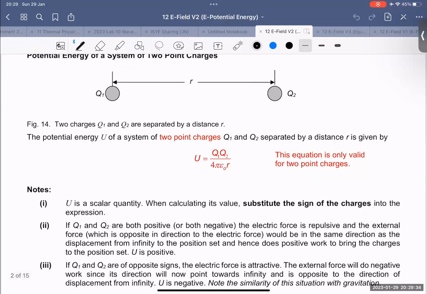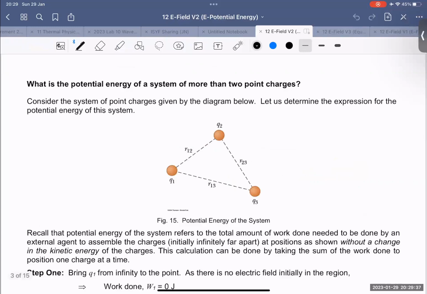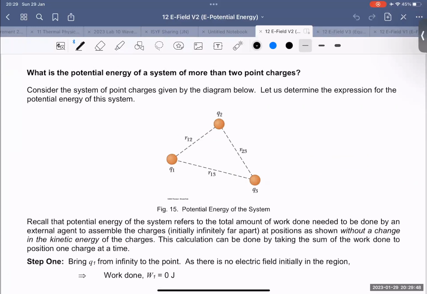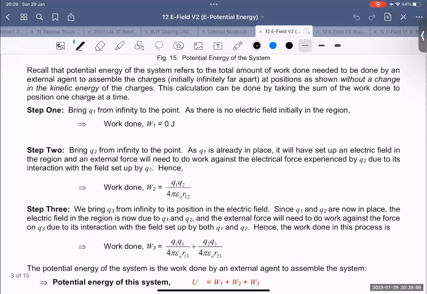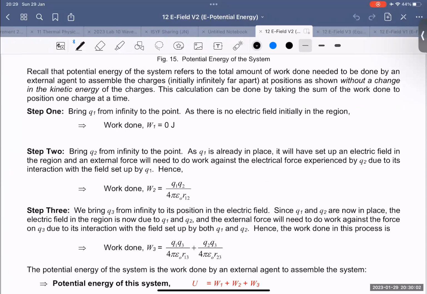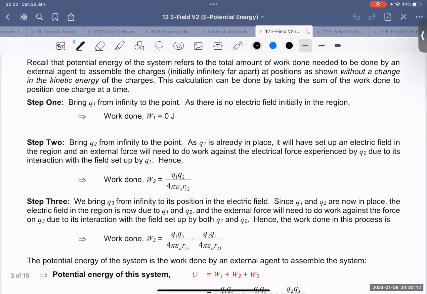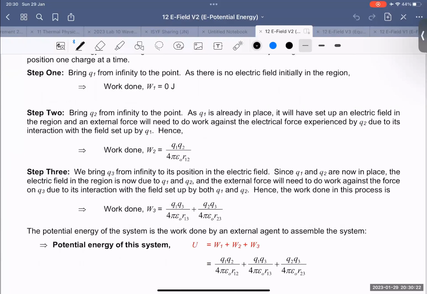What is the potential energy of a system of more than 2 point charges? In this case, we will bring one charge from infinity to a particular point. In this case, there is no work done because there's no force acting on this charge. Next, step 2, we bring Q2 from infinity to the point. As Q1 is already in place, it will have set up the electric field in the region, and an external force will need to do work against the electric force experienced by Q2. So the work done is Q1 Q2 over 4 pi epsilon 0 R12.